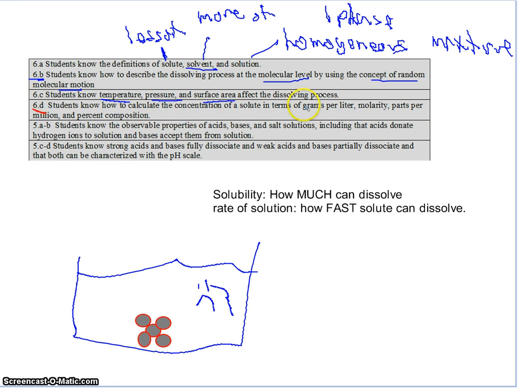6D is talking about molarity. I know it says all this other stuff. I didn't teach you that, so I'm not going to test you. It's sad, isn't it, how little we learn in this class? If only we could learn more.